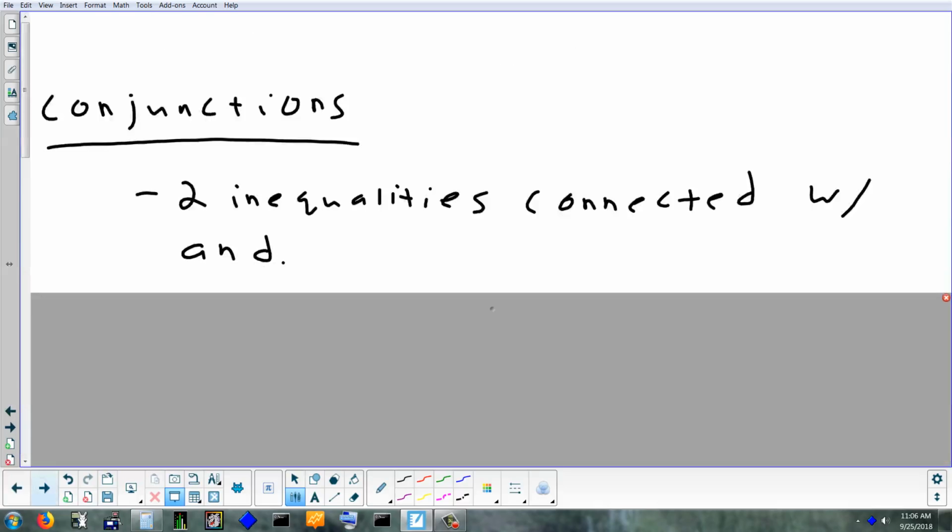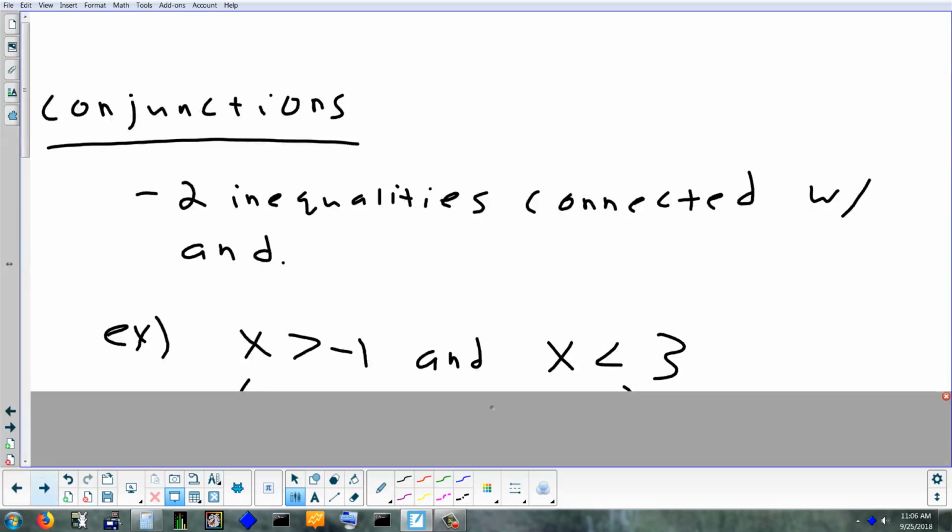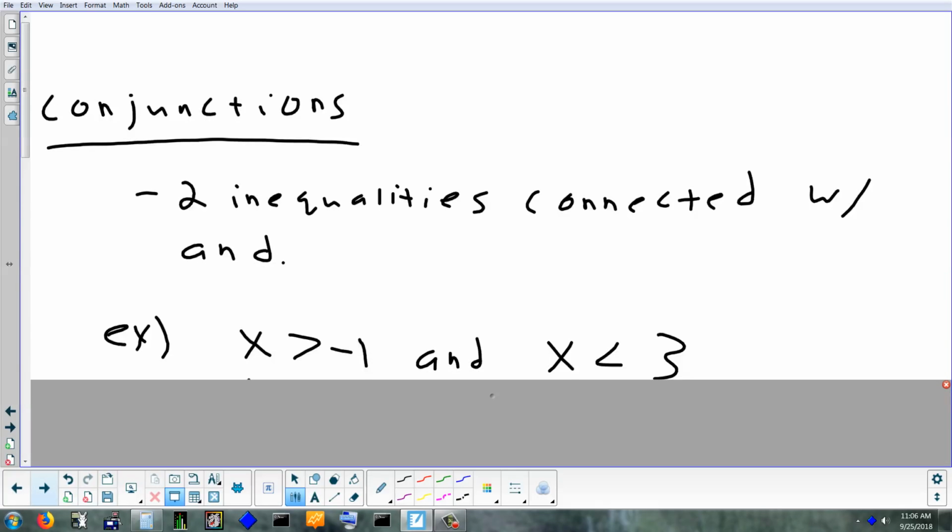Sometimes we have inequalities connected with the word and. This kind of problem you can think of as a between. It says x is greater than -1 and x is less than 3. So it's like I'm saying pick a number between -1 and 3.